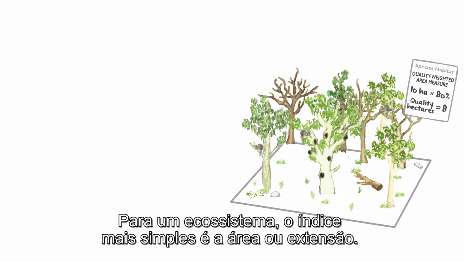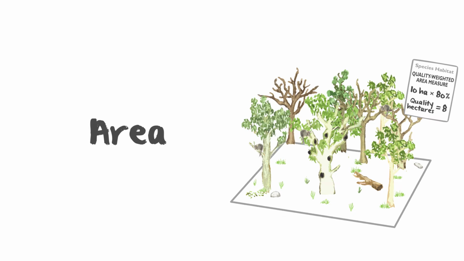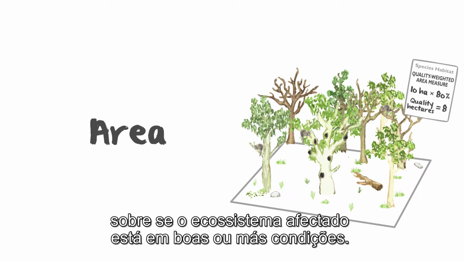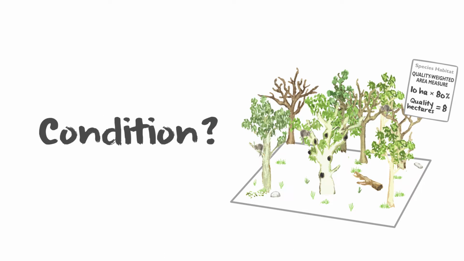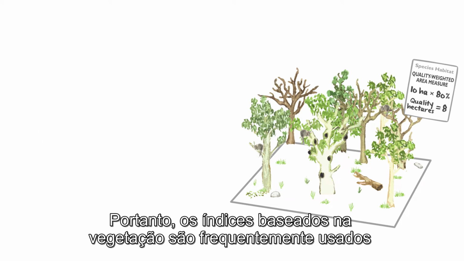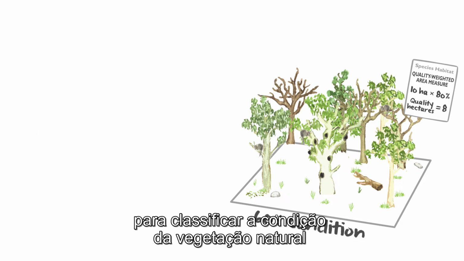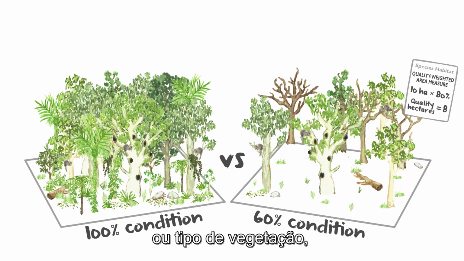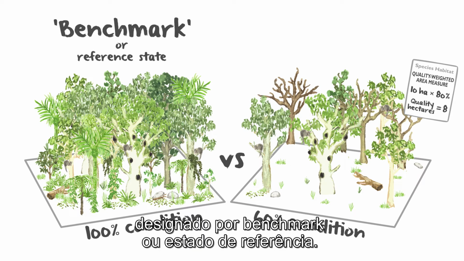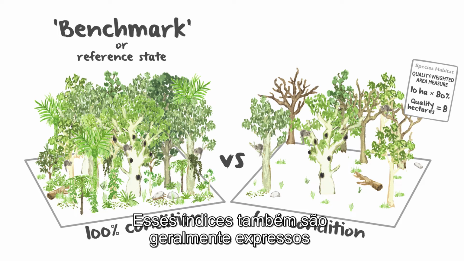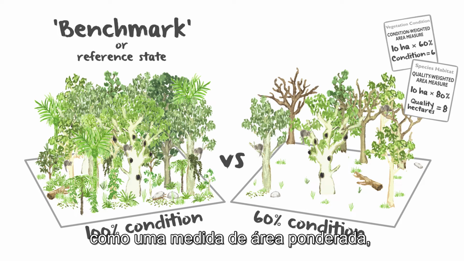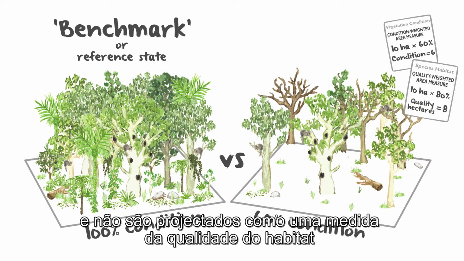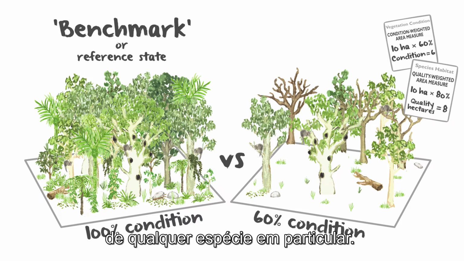For an ecosystem, the simplest index is area or extent. But measuring area alone misses important information about whether the affected ecosystem is in good or poor condition. So, vegetation-based indices are often used to score the condition of natural vegetation relative to an undisturbed or intact example of that ecosystem or vegetation type, called a benchmark or a reference date. These indices are also usually expressed as a weighted area measure, but the difference is that they are measures of the condition of an ecosystem type, and they are not designed as a measure of habitat quality for any particular species.